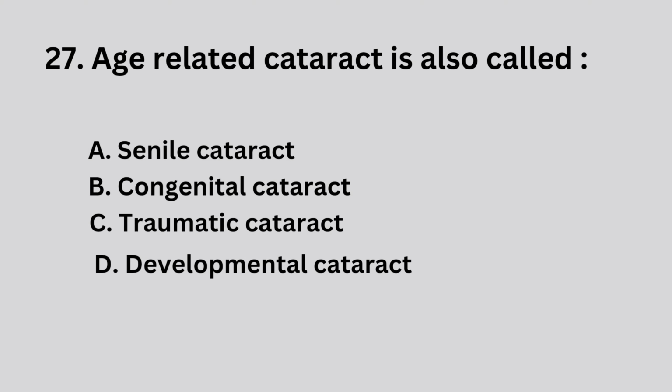Next question. Age-related cataract is also called option A, senile cataract. Option B, congenital cataract. Option C, traumatic cataract. And option D, developmental cataract. Correct answer is option A, senile cataract.